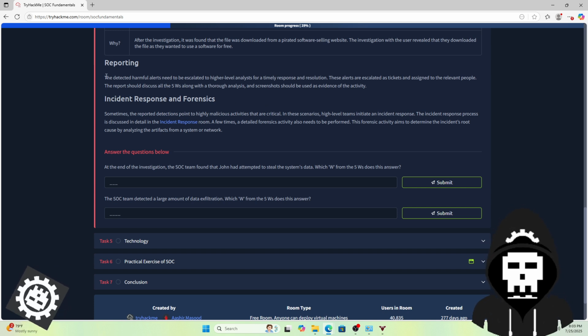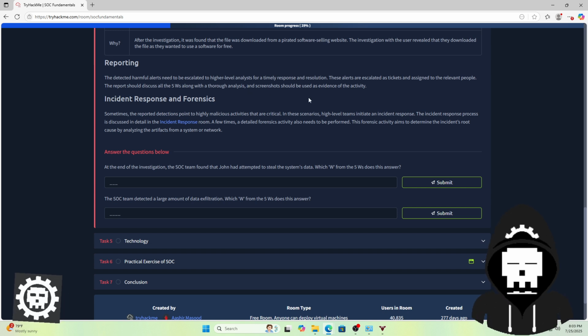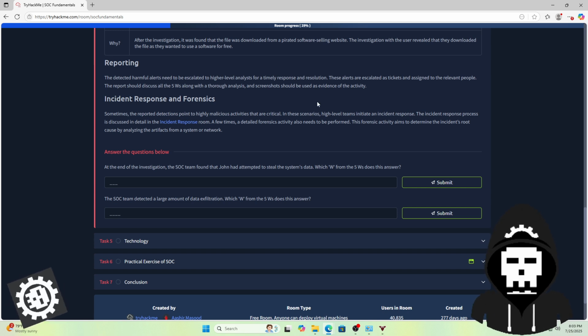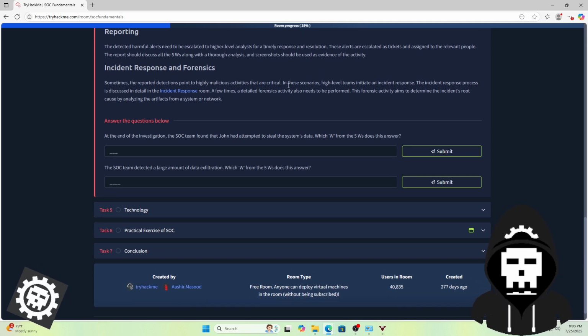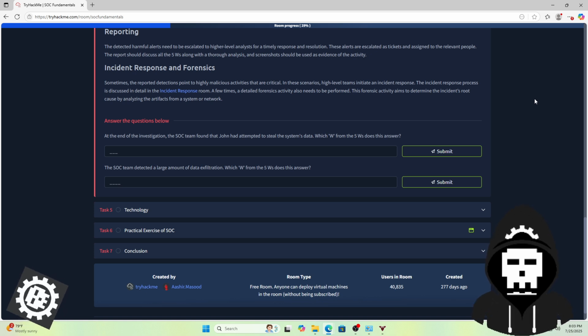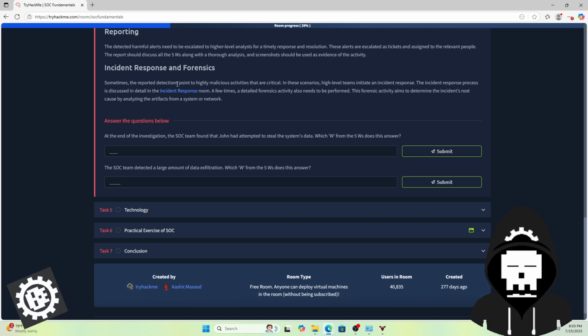So, reporting the detected harmful alerts need to be escalated to a higher level analyst for a timely response and resolution. These alerts are escalated as tickets and assigned to the relevant people. The report should discuss all 5 W's along with a thorough analysis and screenshots used as evidence for activity. Sometimes the reported detections point to highly malicious activities that are critical. In these scenarios, high-level teams initiate an incident response. The incident response process we'll discuss in detail in another room. If you feel like checking it out, you can click the link here.